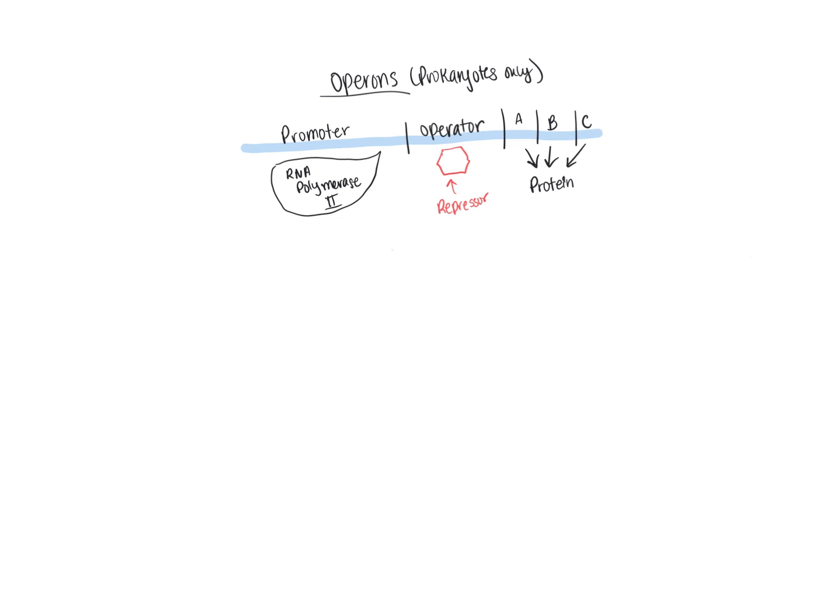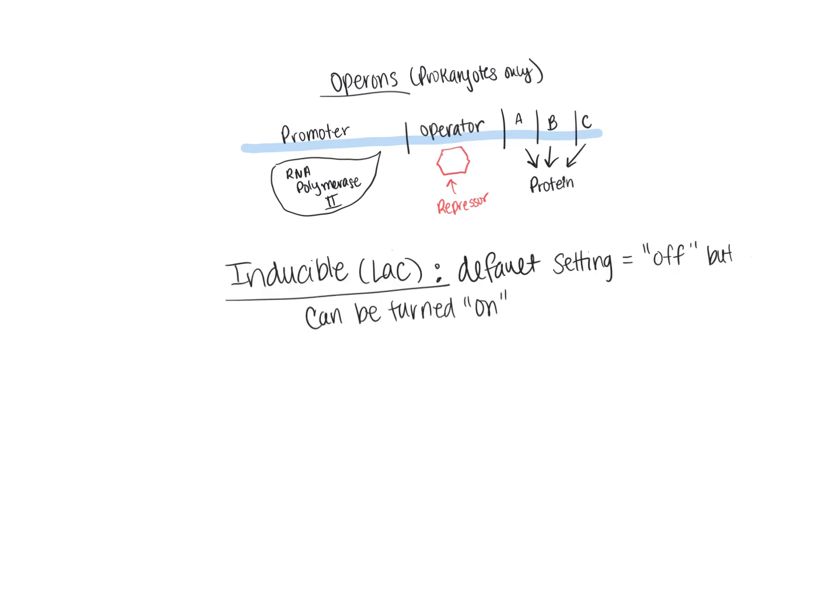The second type of operon is known as an inducible operon. And in your homework, you all learned about the lac operon. So the inducible operon is the exact opposite of the repressible. In other words, the default setting for the inducible operon is always off. But these genes can be turned on if the conditions are right.